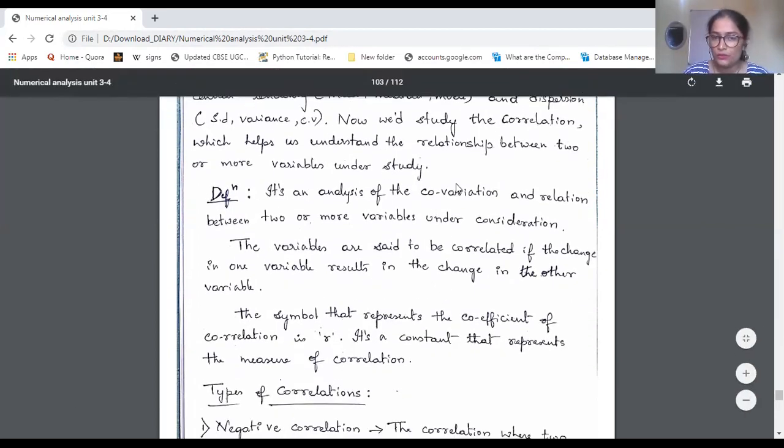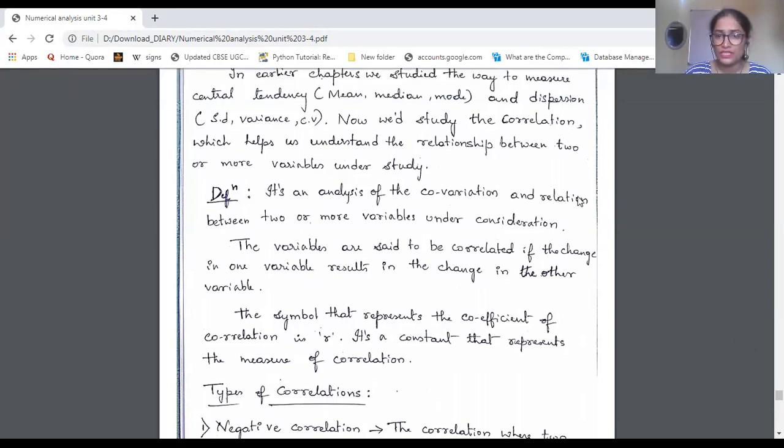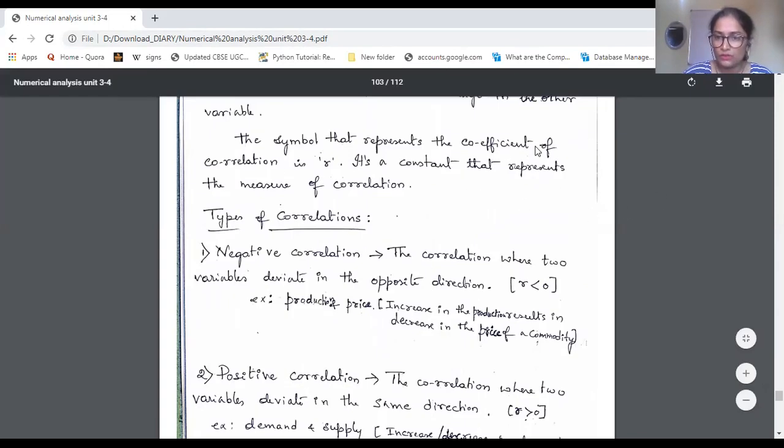In the definition, we have to pay attention to these two key terms, covariation and relation. Covariation tells us whether the two variables are varying together or not, either in the positive direction or in the negative direction, but are they varying at all? And the relation gives us the strength of the variation between the two variables. We measure the correlation using a coefficient which is denoted by the letter R. And there are different types of correlations.